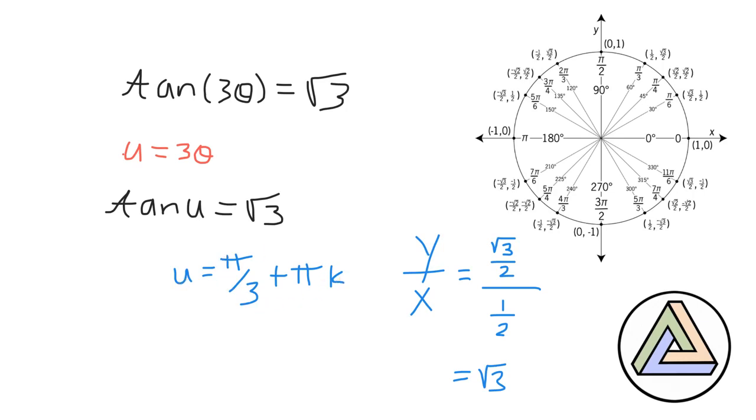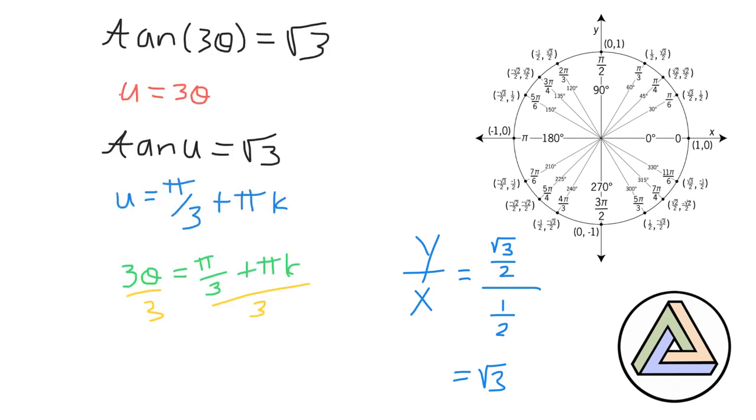When it comes to this problem, we're actually not done yet, because we had substituted u in. We know that that's 3 theta. So really it's the case that 3 theta equals pi over 3 plus pi k. And then we could divide both sides by 3 in order to get the answer. Now, when we divide both sides by 3, we're going to get theta equals pi over 9 plus pi over 3 k. So that's how you do that one.